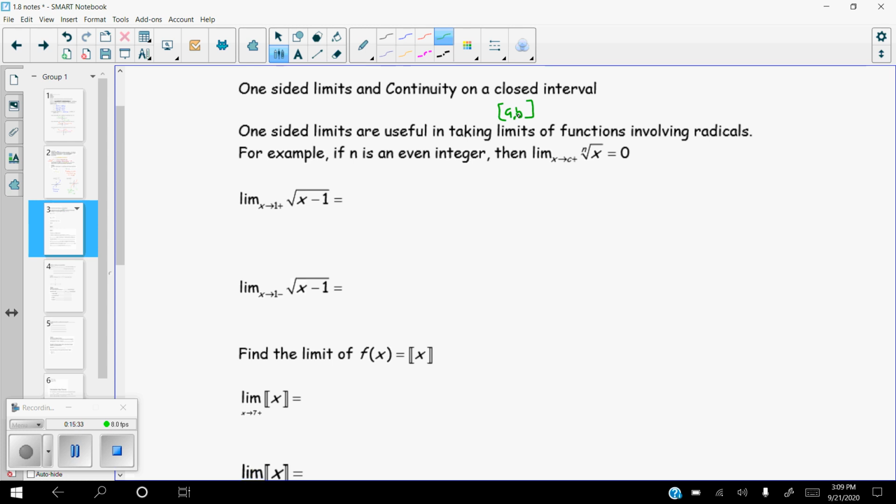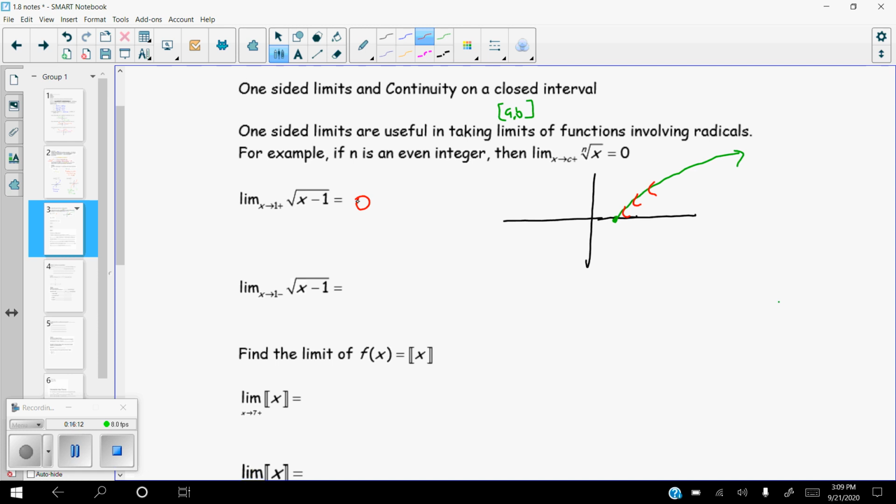So the limit as x approaches 1 from the positive side of the square root of x minus 1. Well, if you think about the graph, it's a square root function which has been shifted 1 unit to the right. So it's going to start here, and then it's going to look like the square root function, something like that. So think about this: the limit as x approaches 1 from the right. As I approach the value of 1 from the right side, the y value is clearly approaching 0.